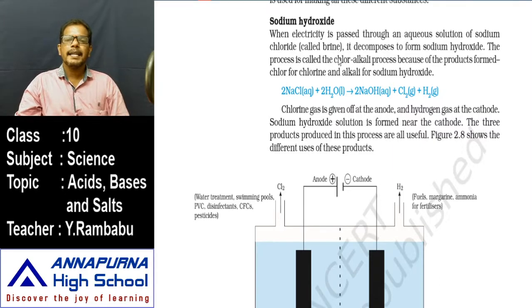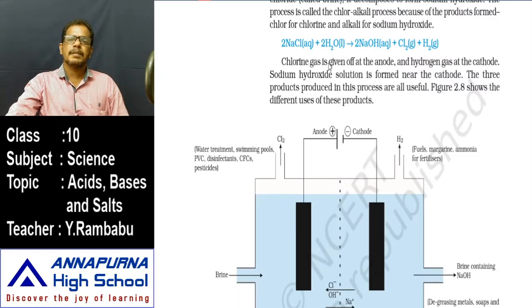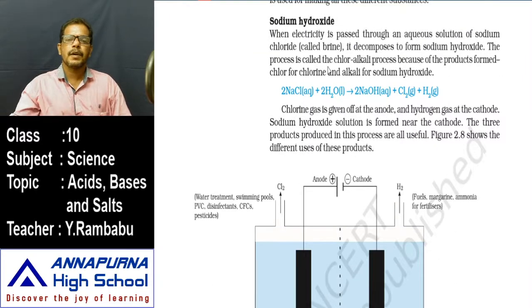The sodium chloride splits into Na plus ions and Cl minus ions. Observe carefully. What are the reactants in this reaction? Sodium chloride and water. Aqueous solution means these two substances are present, sodium chloride and water. The sodium chloride splits into Na plus ions and Cl minus ions. At the same time, the water splits into H plus ions and OH minus ions.